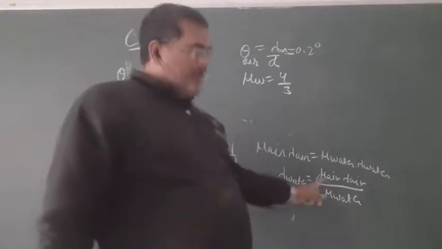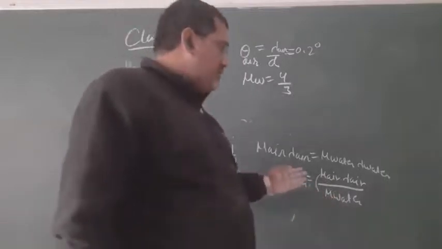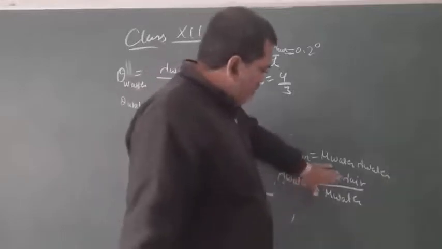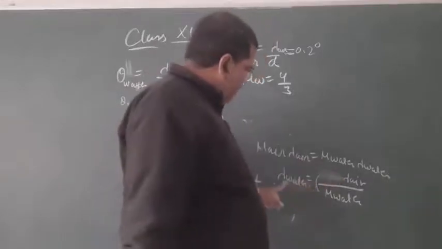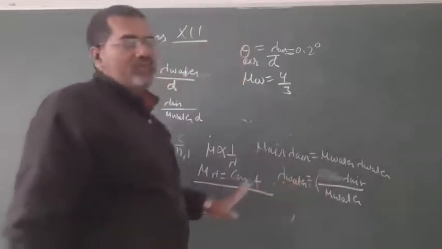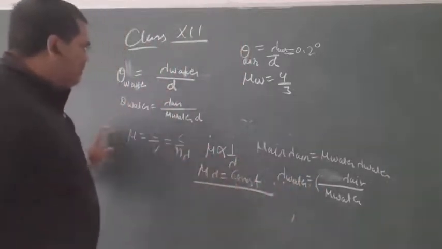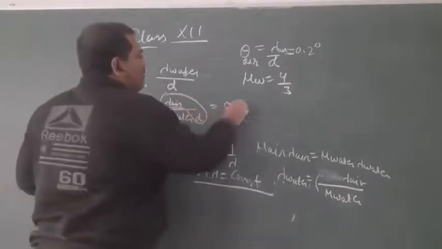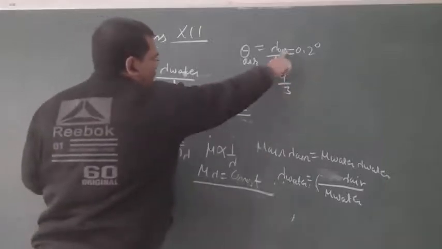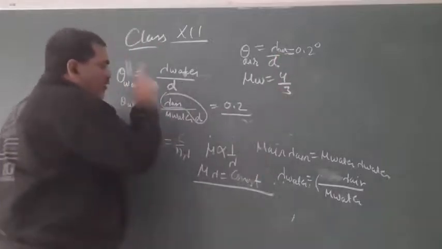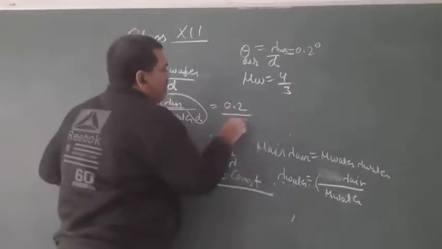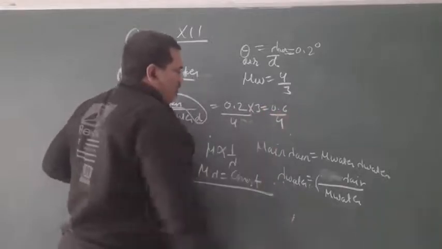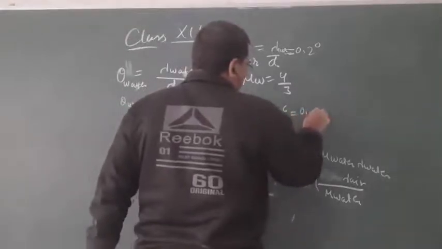Listen, mu air is 1, the refractive index in air is equal to 1. So you can rub this one out. So we get the result here, lambda water is equal to lambda air upon mu water. Put this value in this equation, you will get this one. Lambda air by D is what? 0.2. Lambda air by D equal to 0.2. Mu water is equal to 4 by 3. So 0.6 upon 4, so 0.15.